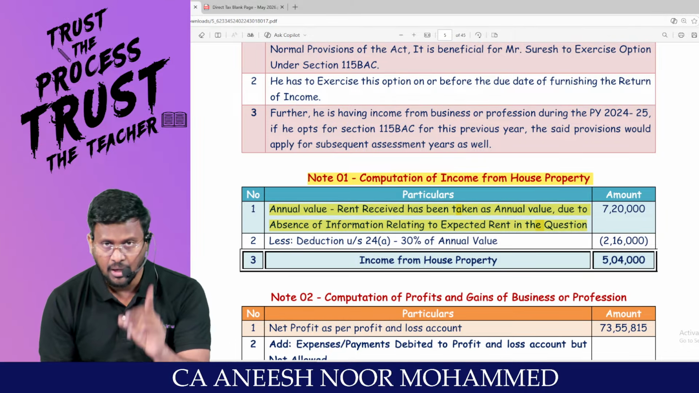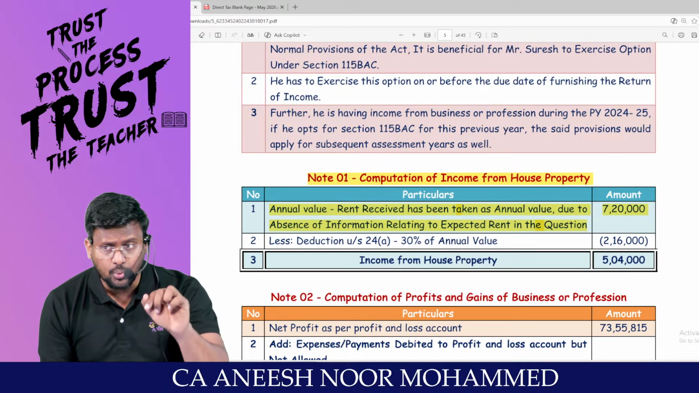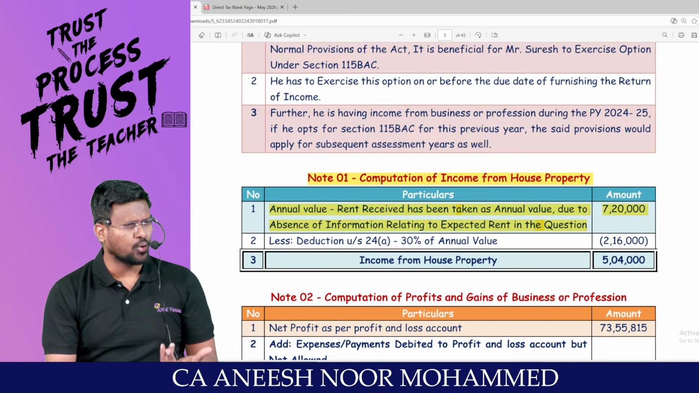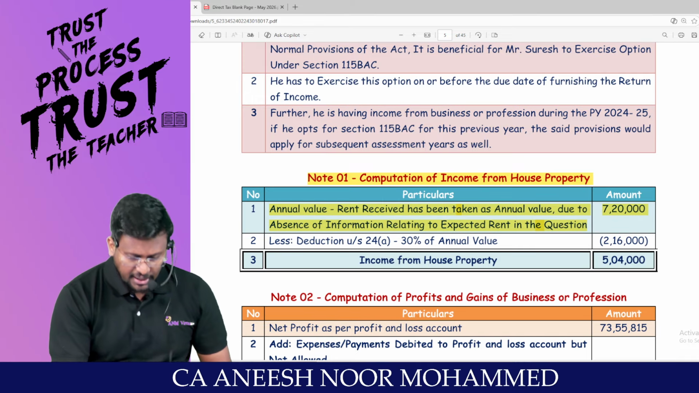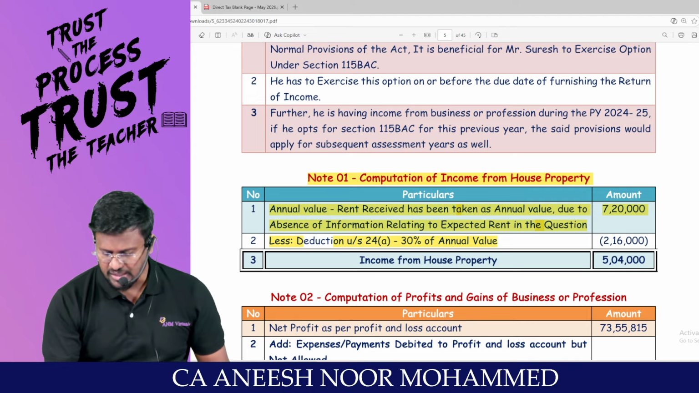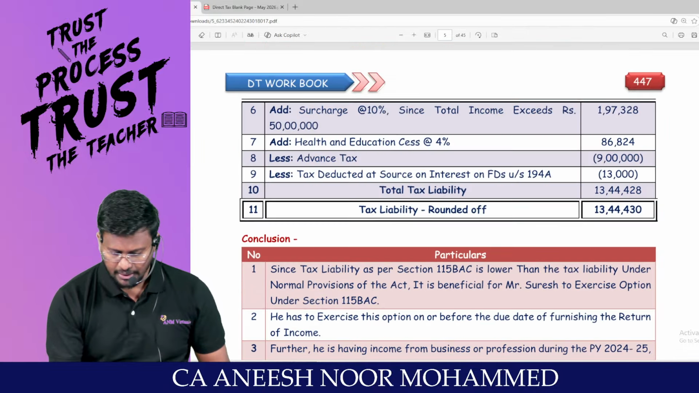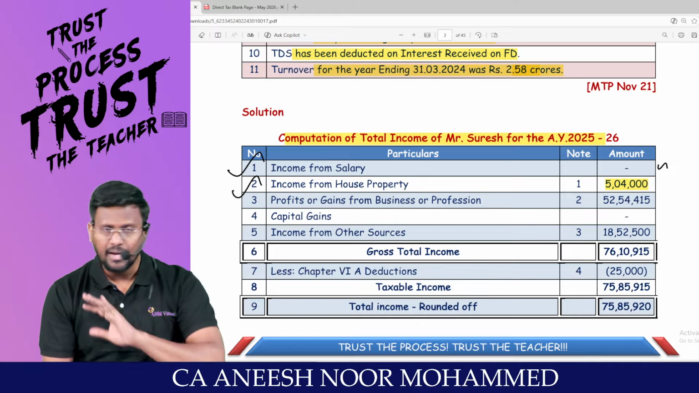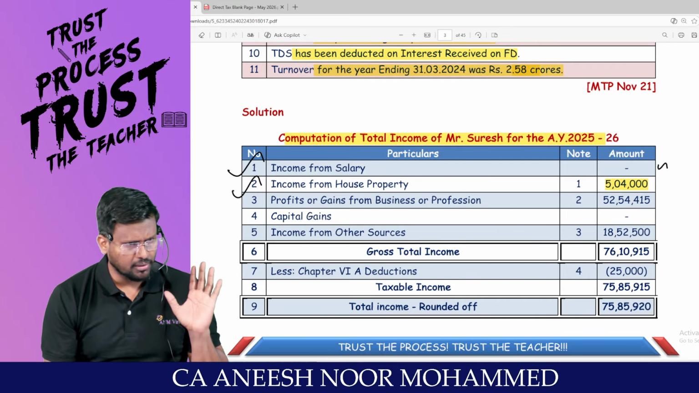Why am I reading this? Don't write GAV as 7,20,000 simply. You write the rules for calculating GAV, then the examiner will be impressed, because anyway we know that point. For what purpose are we knowing? To exhibit to the examiner only. So properly disclose it to the examiner. Less deduction under section 24A, 30% of net annual value. 7,20,000 at 30%, you will get 2,16,000. So the taxable income from house property will be 5,04,000. Very easy to handle, and you can get 1 or 2 marks there. You have to just remove it from the PGBP and calculate the income from house property.